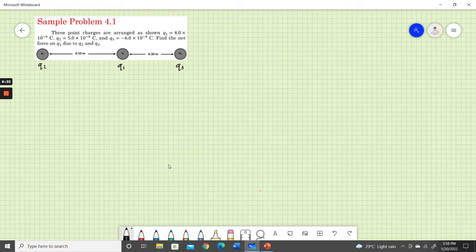We were also given the magnitude of the charges of each point charge. For Q1 we have 4.0 times 10 raised to negative 9 coulombs. Q2 we have 5.0 times 10 raised to negative 9 coulombs. And Q3 we have negative 6.0 times 10 raised to negative 9 coulombs. Now they're asking what would be the net force on Q1 due to Q2 and Q3. So let's begin.